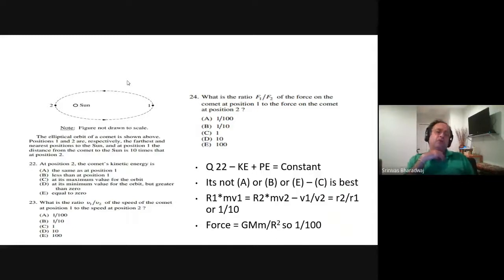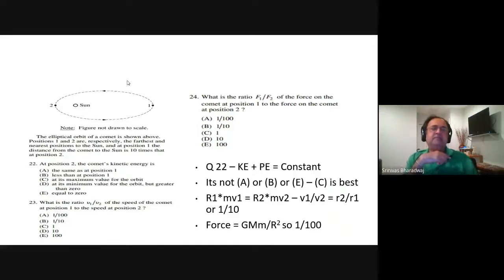Okay, so at position 1 and at position 2, the comet's kinetic energy is, well, you all know that kinetic energy is changing because the velocity is changing. So what is constant, right? m r square omega is constant, right? Or m times v times r is a constant, right?